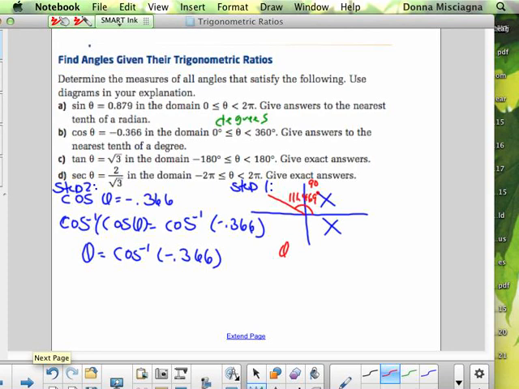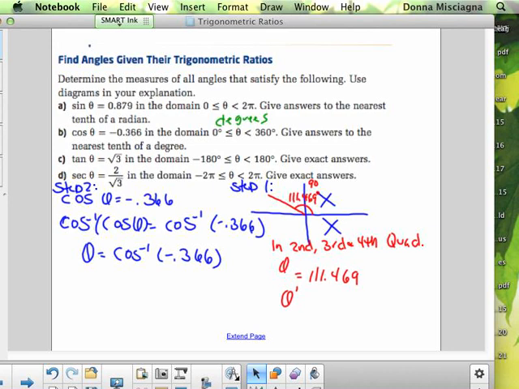So our principal angle is 111.469. We need to now find the reference angle. In the first quadrant, you will be the reference angle. In the second quadrant, and any other quadrant, you need to find the reference angle. So that's one little thing that's different. Let's put that in because that's a different set of notes and a little bit different problem. So in second, third, and fourth quadrants, answer will be principal angle.